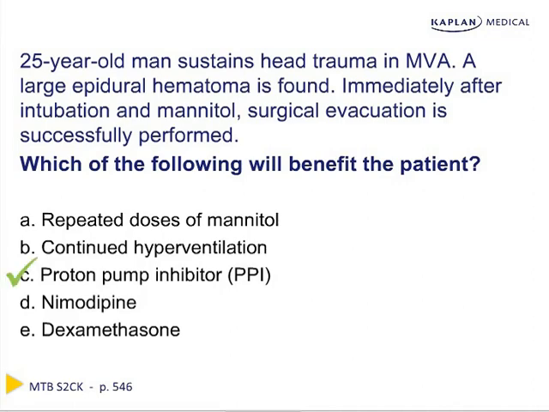The correct answer here is proton pump inhibitor, C. A PPI is always given to prevent stress ulcers. The only clear indication for stress ulcer prophylaxis are burns, endotracheal intubation, and a coagulopathy.